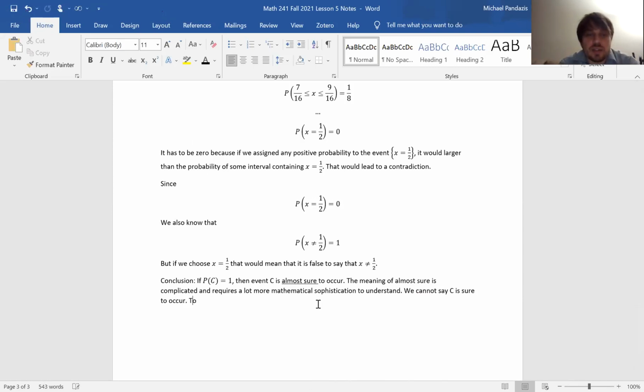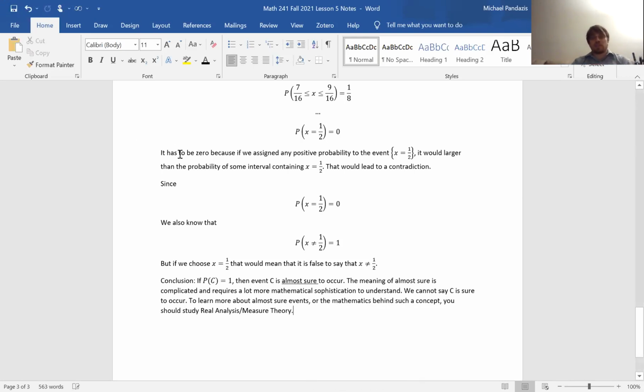To learn more about almost sure events or the mathematics behind such a concept, you should study real analysis. It's really measure theory, which sits inside of real analysis. Measure theory deals with measures of sets and measures of zero sets, so it has to do with that. Good, so we're done with that.